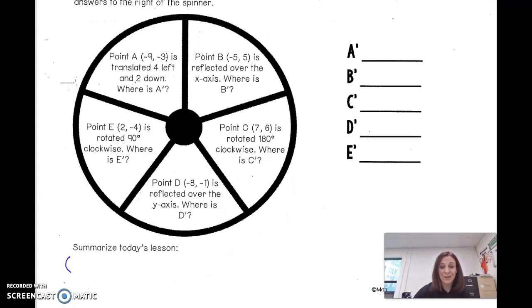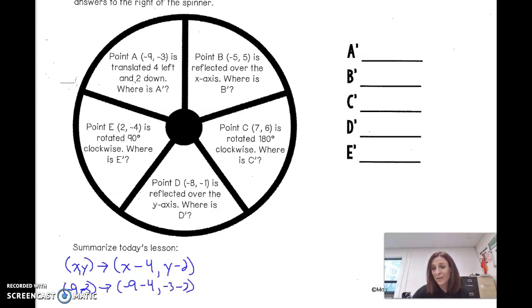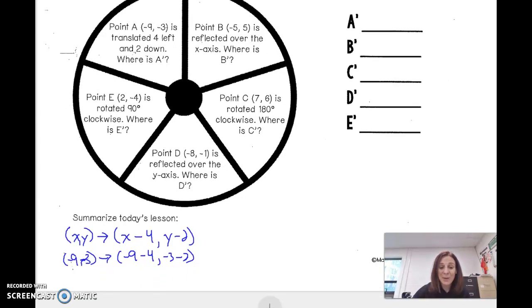Okay. I'll use my summary as some scratch paper. If I'm going 4 left, that's x minus 4, and 2 down, that's y minus 2. So if I put in the point -9, -3, that's going to be -9 minus 4 and -3 minus 2. So if you can just plug that into a calculator, -9 minus 4 or plus a -4 is going to be -13. -3 minus 2 or plus a -2 is going to be a -5. So our point here is going to be -13, -5.